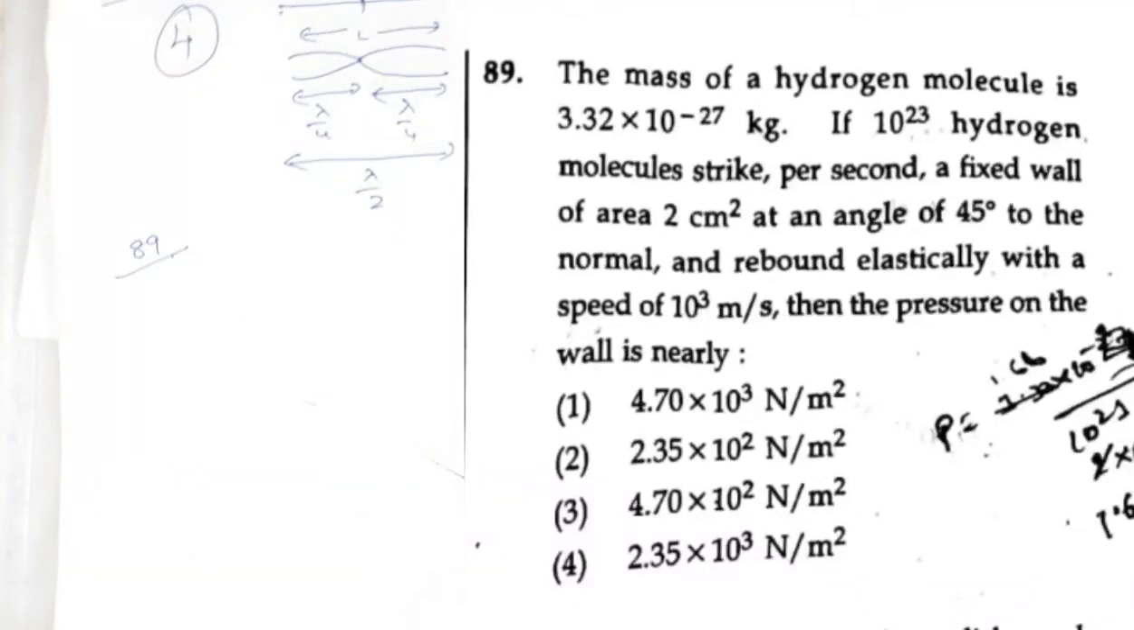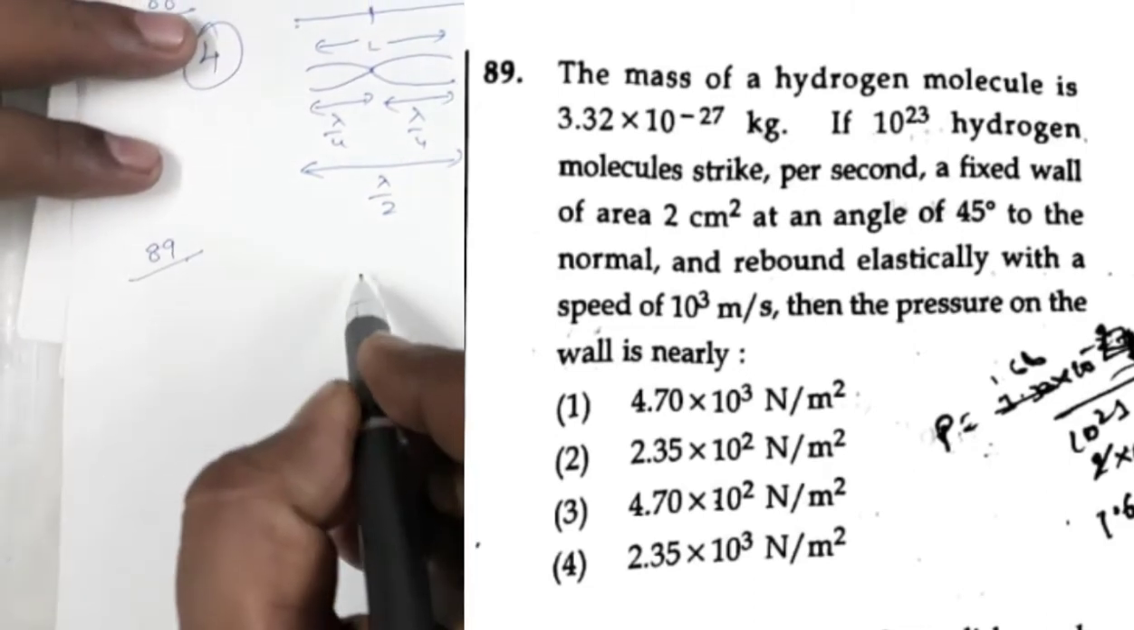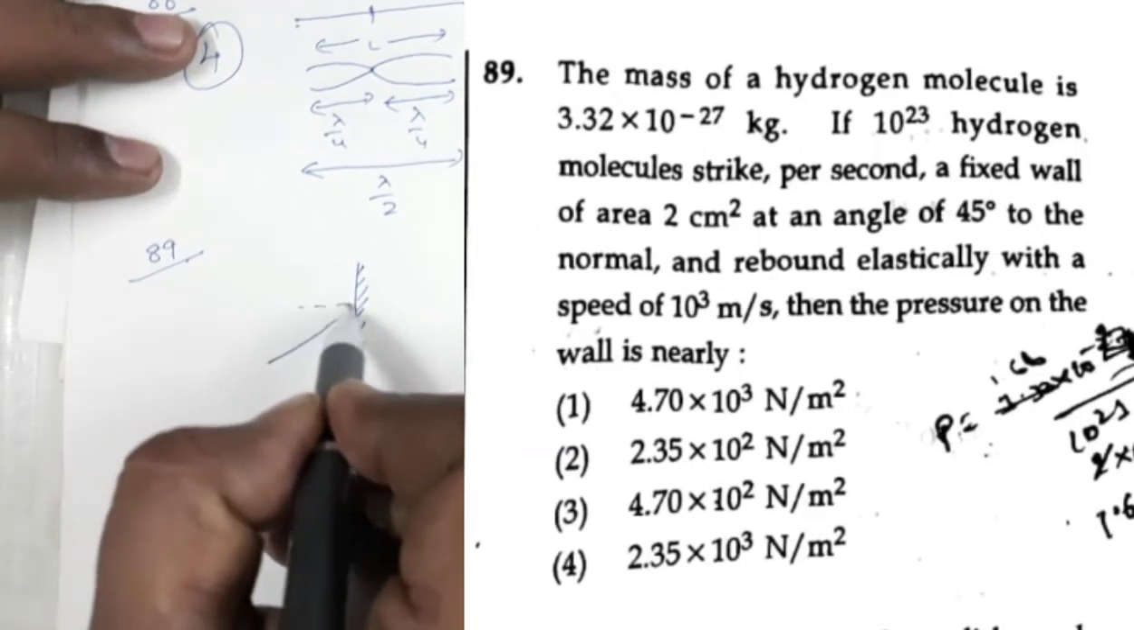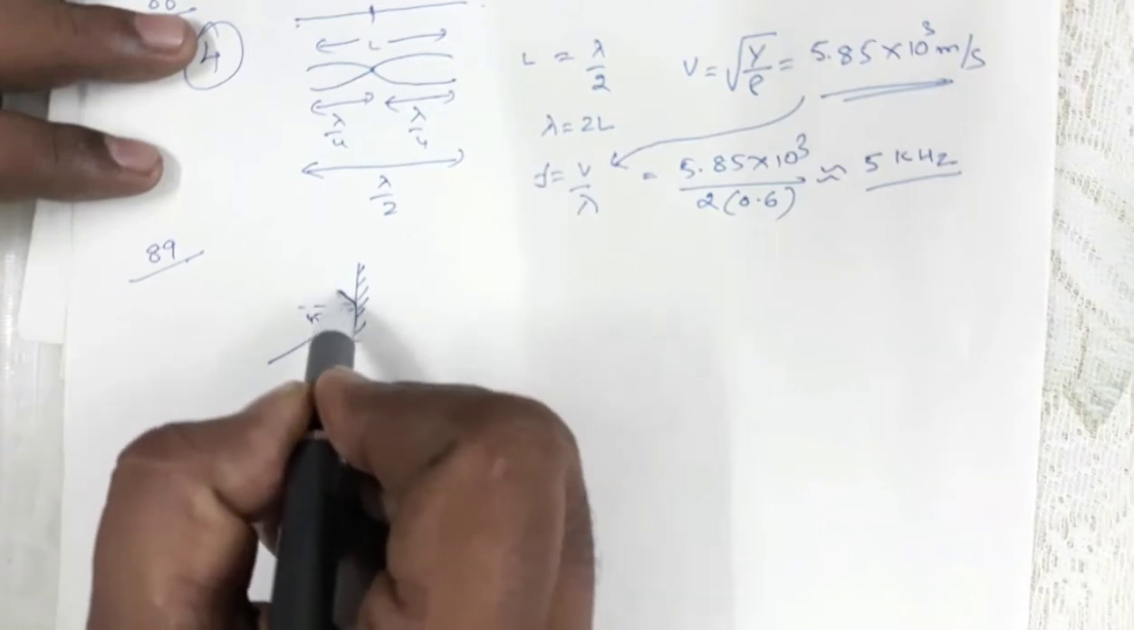Now next is question number 89. The mass of hydrogen molecule is 3.32 into 10 power minus 27 kg. 10 power 23 hydrogen molecules are striking per second on a fixed wall of area given, angle is given, and speed is given with which the molecules are undergoing collision. The pressure exerted is asked. So see, this is the wall. The molecules are undergoing collision at angle 45 degree. They are going like this.